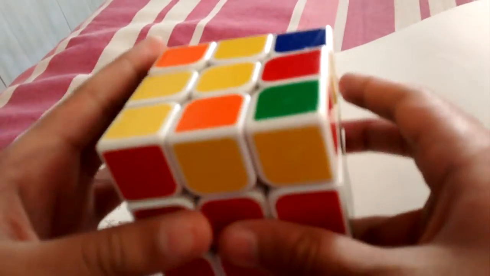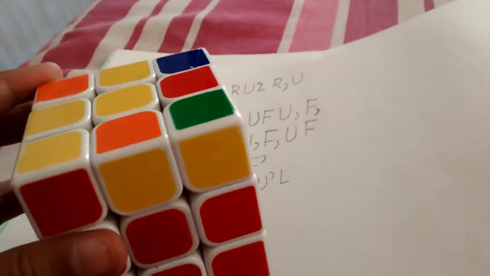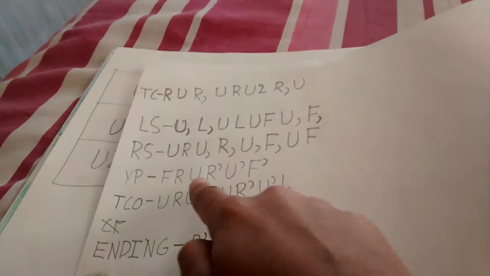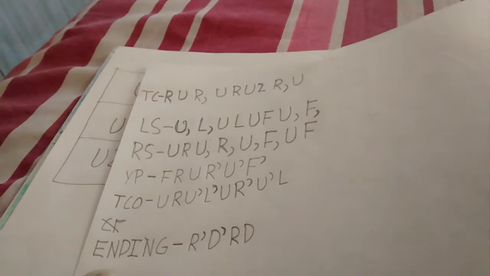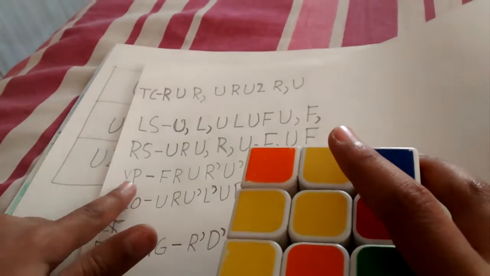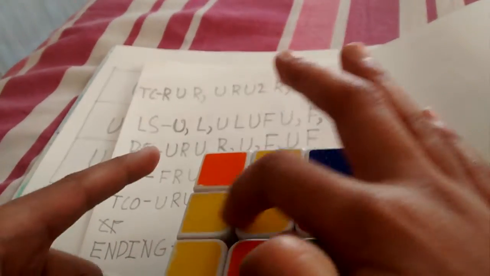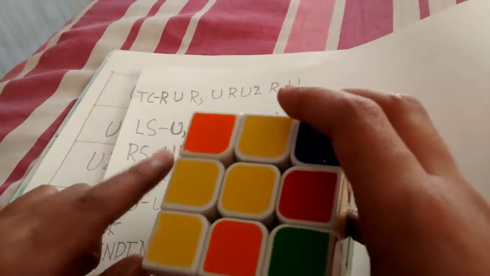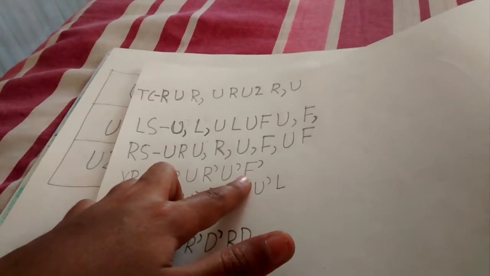Now you have to make this L into a plus. So for making it a plus, you have to do this formula. See, YP I have written, because Y means yellow, P means plus. Yellow plus. This is the formula for making the yellow plus: F R U R', U', F'.